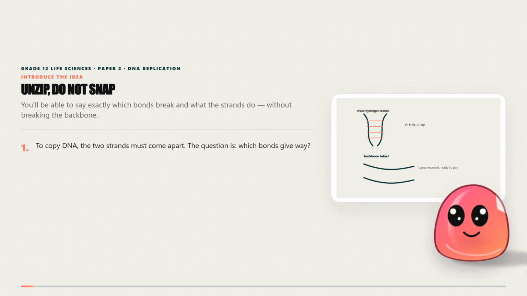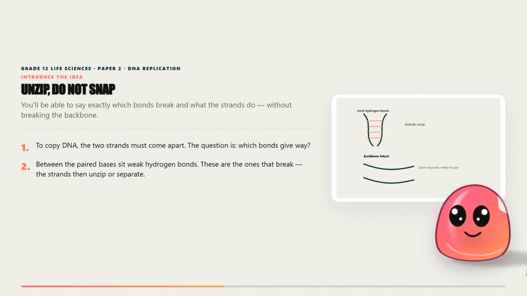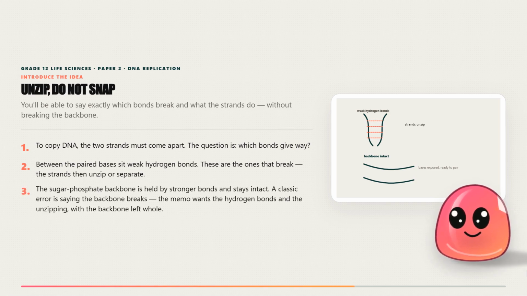Before the strands can copy, they have to come apart. Which bonds give way? Between the paired bases sit weak hydrogen bonds. Those are the ones that break, and the two strands unzip or separate. Now the common error: the backbone does not break. The sugar-phosphate backbone is held by stronger bonds, so it stays intact. Weak hydrogen bonds break. Strands separate. Backbone whole. That is the memo's picture.